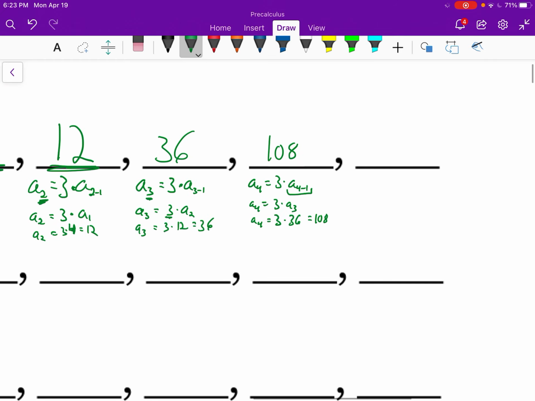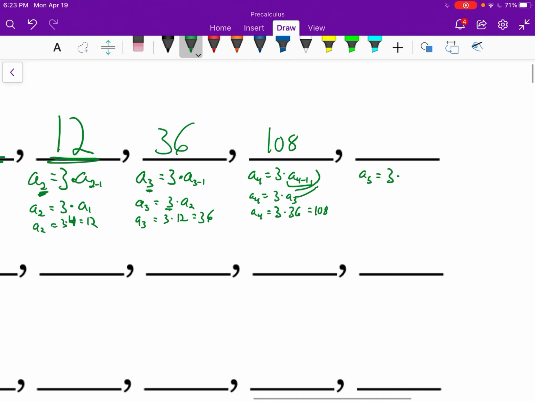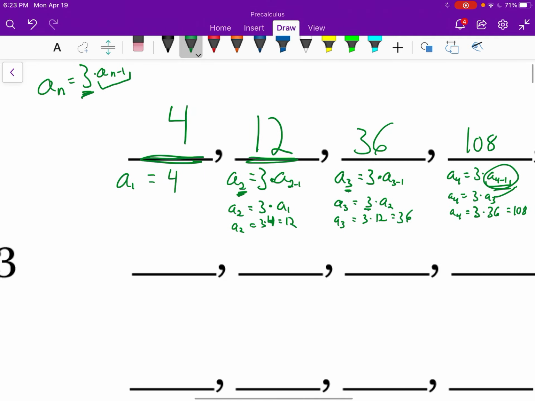And to find the fifth term, which is 3 times the term before it, I'm not going to write this whole thing out again. I'm going to say, what's the term before it? The fourth term, which is 108, and that multiplied together is 324. So understanding a sub n minus 1 just means the term before it.